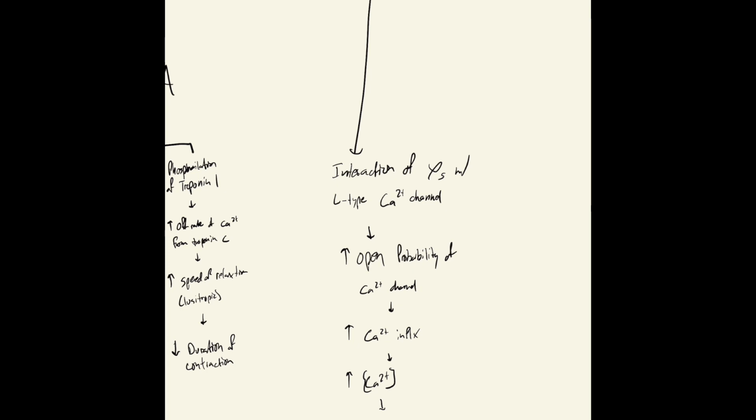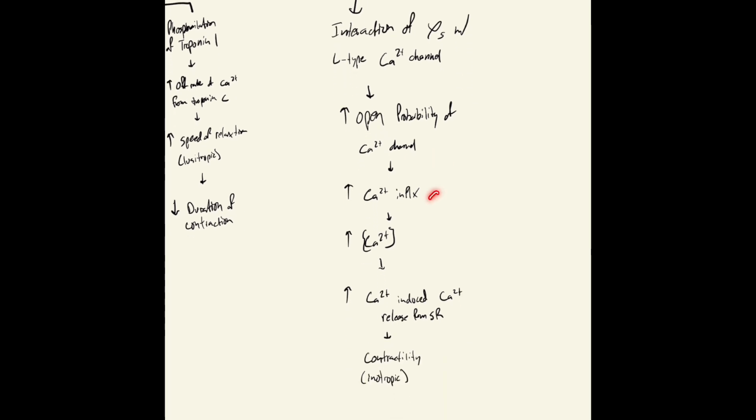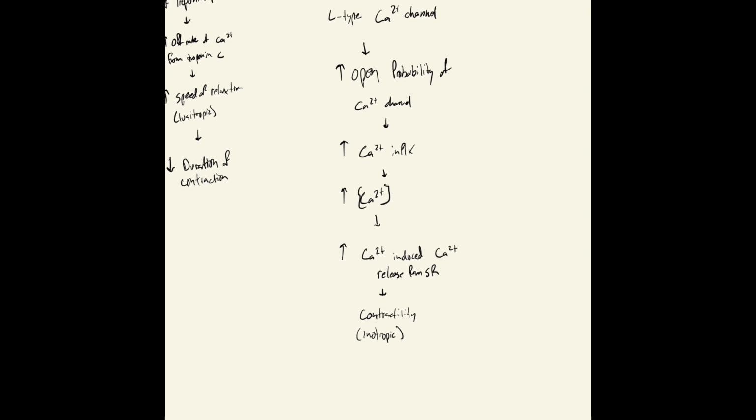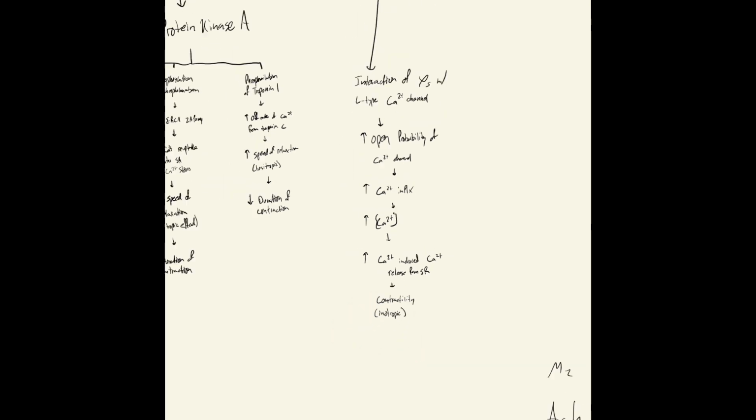So the interaction of the alpha subunit with the L-type calcium channels will occur, which will increase the open probability of these calcium channels more and more, which increases the influx and increases the concentration. That calcium-induced calcium release from the SR will increase, and that is another inotropic effect of contractility in the heart.